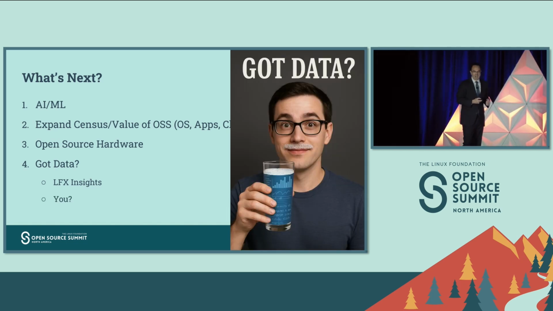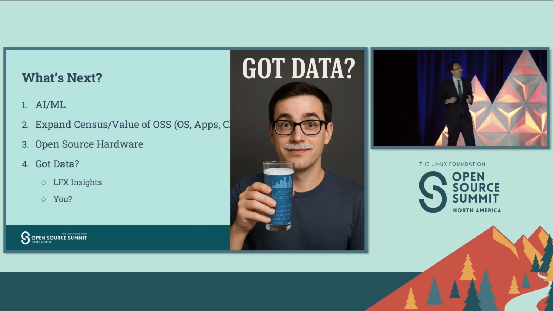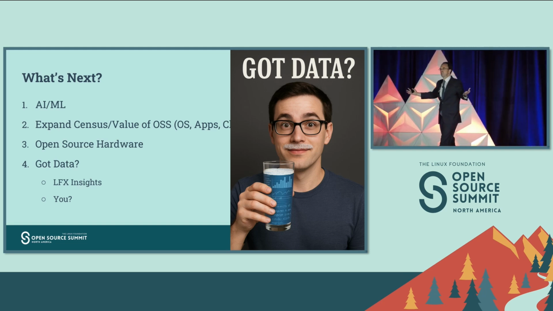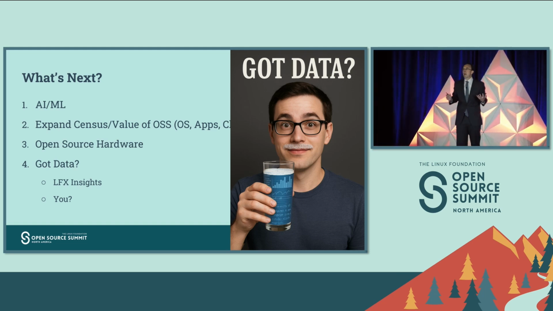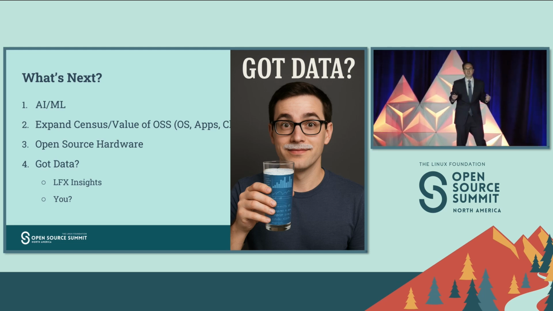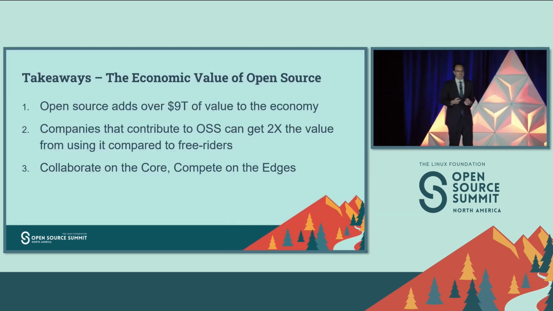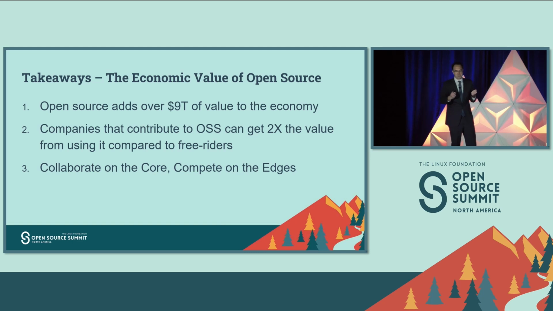And then lastly, thank you, Gen AI, for the picture of a person drinking a glass of data. When we think about all that data that we've used for all these studies, it came from lots of you, right? Came from companies. So if you have data that you think is interesting related to any of these topics, please feel free to reach out. And if you remember only a few things from this presentation, remember that open source is worth $9 trillion. Companies who contribute get way more out of using it than those that don't.